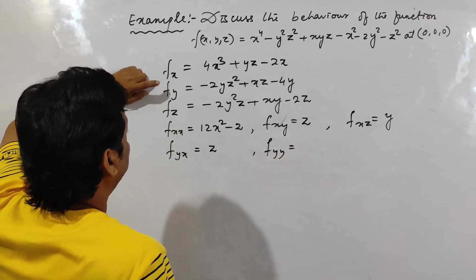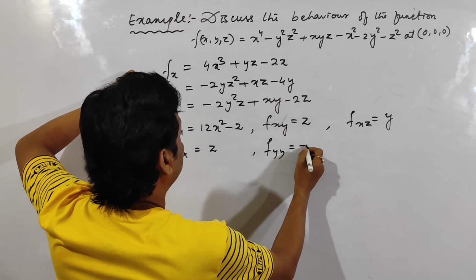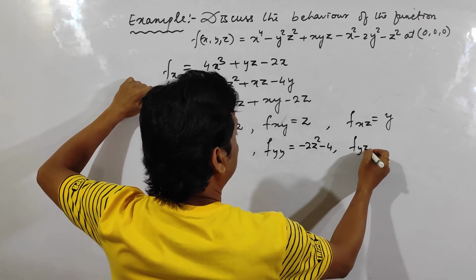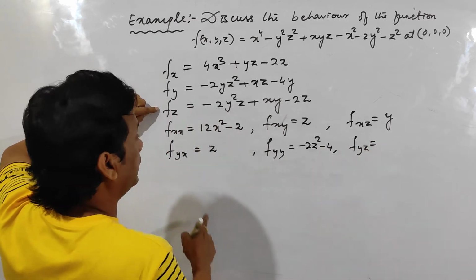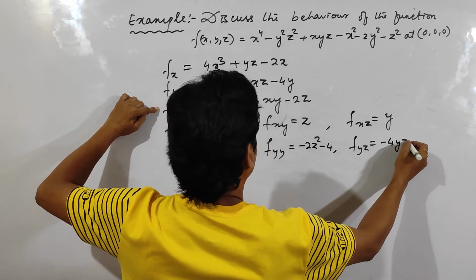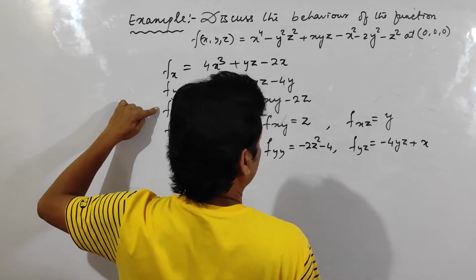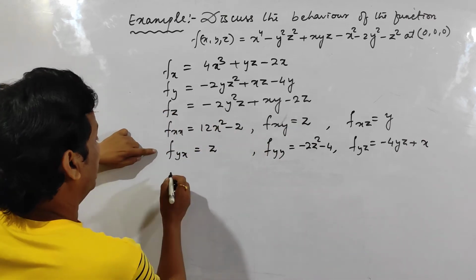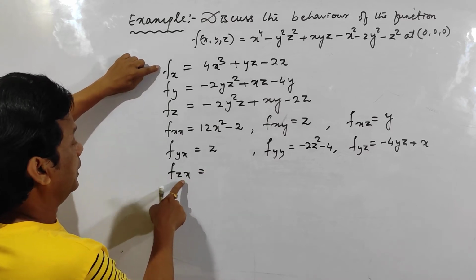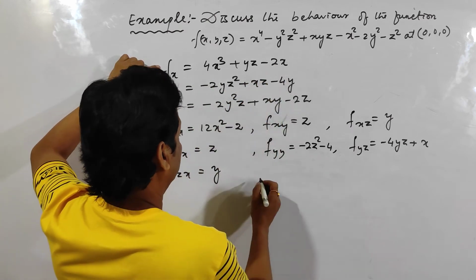Fyy. That means this one. You have to differentiate with respect to y. That means it will be minus 2z square minus 4. fyz. fz is this one, and you have to differentiate with respect to y. So minus 4yz plus with respect to y, that means x. This one is 0. Okay. Now fzx, fx, and you have to differentiate with respect to z. This one is 0, this one is y, this one is 0.